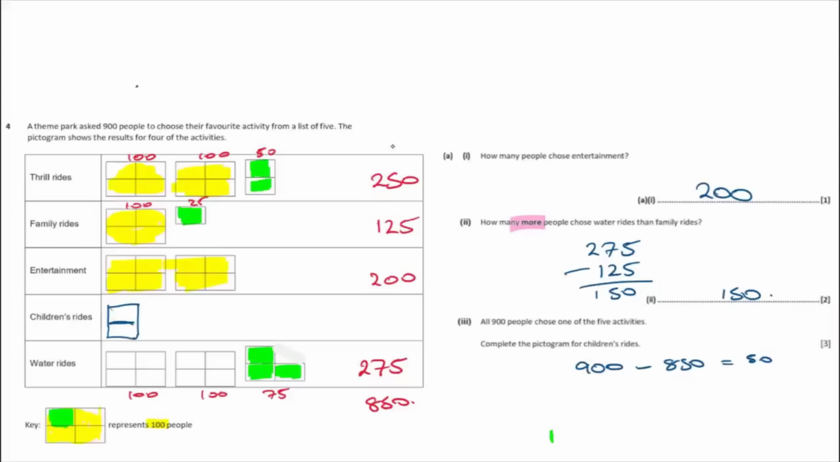So that represents 50. If I was in an exam, I'd probably use a ruler to draw those boxes, but it's not so easy on my computer, so I'm just going to sketch it in today.